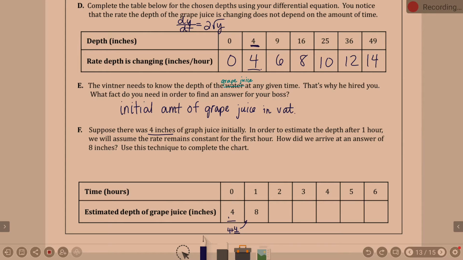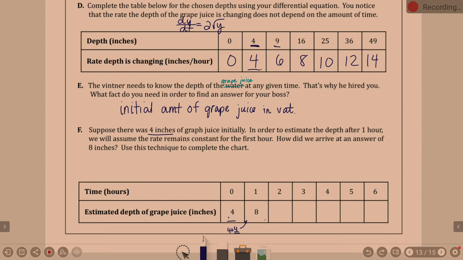Because now, after 1 hour, what is our estimated depth of grape juice? And it is 8 inches, yes? Okay, go back to our other chart. Do we have a depth of 8 listed here? No, but do we have something fairly close to 8? And it's all just kind of an estimation here. 9 is not 8, but it's close to 8, yes? When the depth is around 9 inches, what is the rate increasing at? 6 inches per hour.